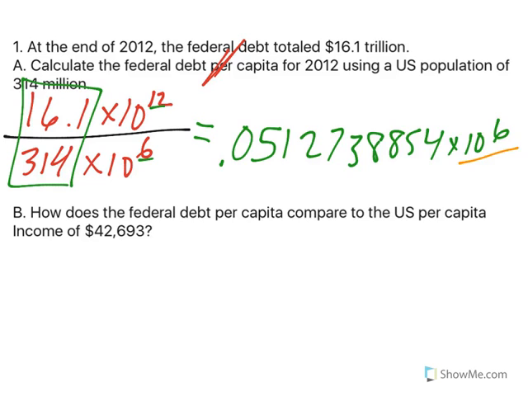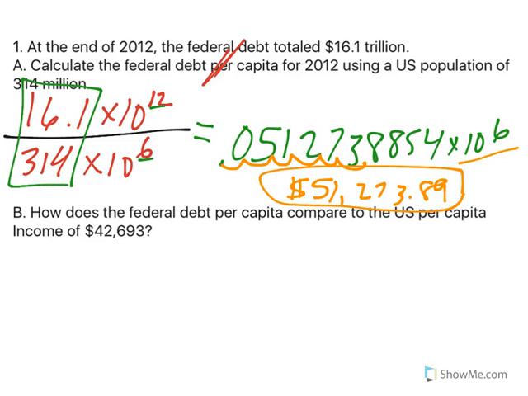Now this tells me to take my decimal point and move it 6 places to the right. So 1, 2, 3, 4, 5, 6. So I'm at $51,273.89, rounded to the nearest penny. So in 2012, the federal debt per capita, every person in the U.S. would have to pay $51,273.89 in order to pay off the U.S. debt. That's a lot.